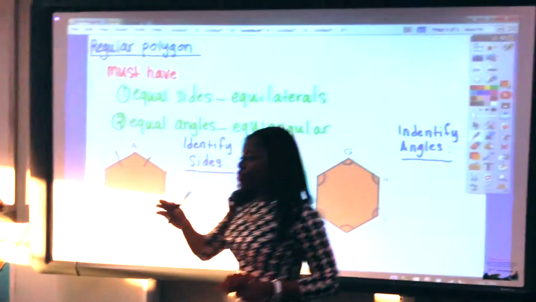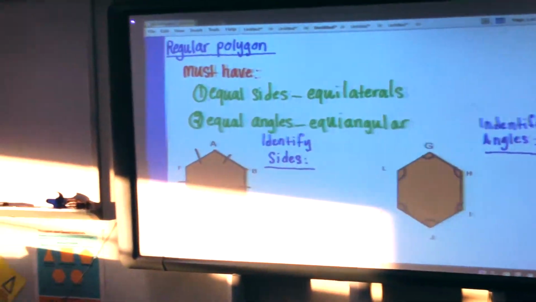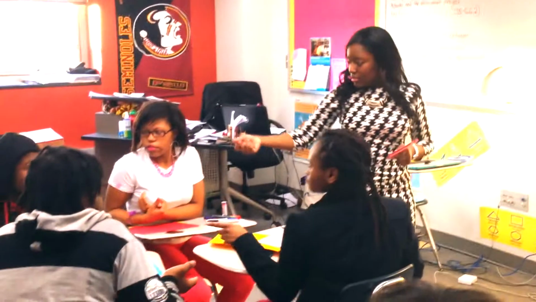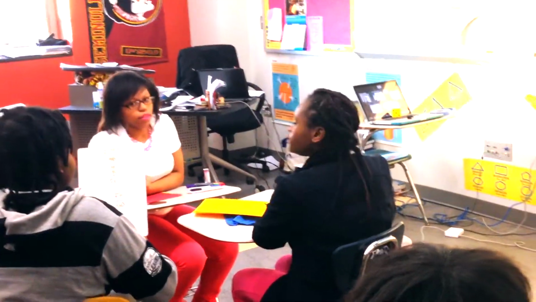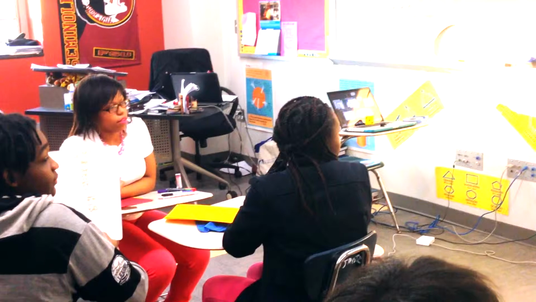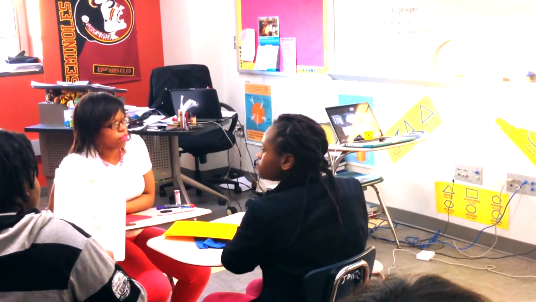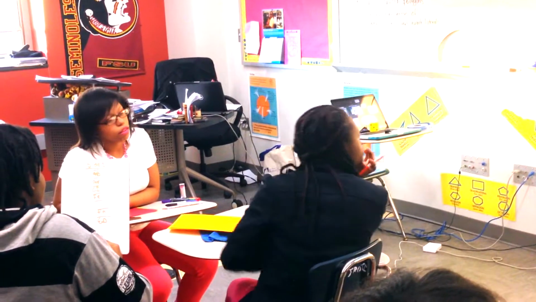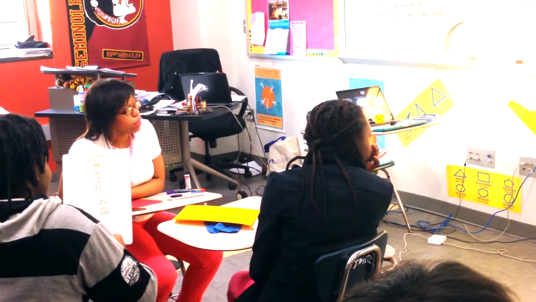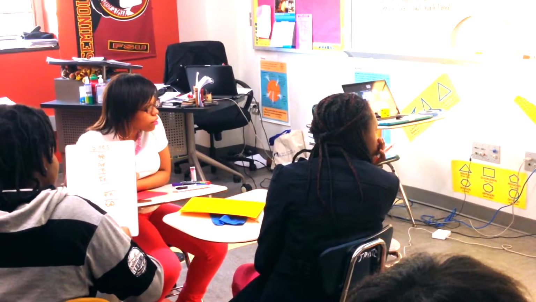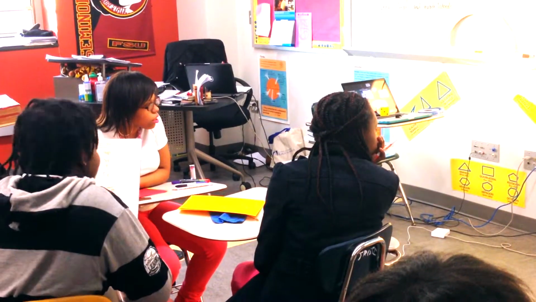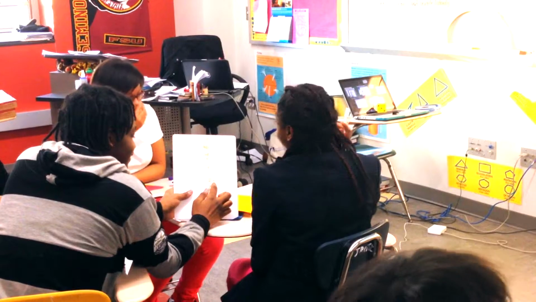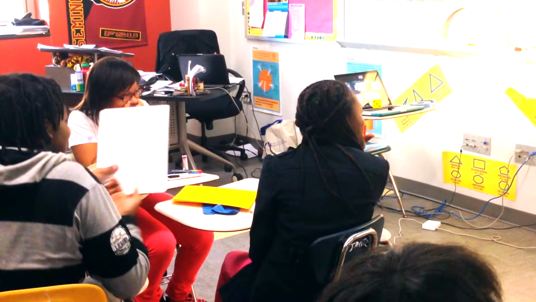So go into group 1. Your reporter is, who's going to report for you? Darius. Okay. So go ahead and identify 6 sides for me. AB, AF, CD, FE, FA. Okay, let me shut the blind so we can see this.